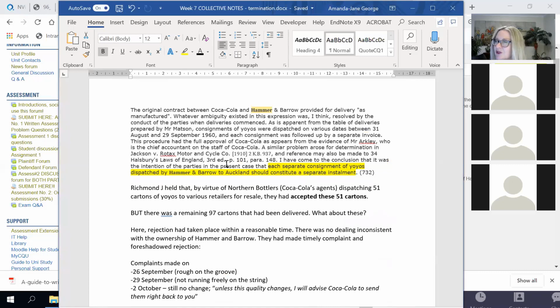Didn't they pay the first invoice as well? You're talking about Hammer and Barrow and Coca-Cola? Yeah, they did accept some of those, and their agents actually did send 51 cartons off to retailers. So basically they'd said this whole 40% of the contract's been performed, you've got your goods, and some cartons have been sent on to retailers. Doesn't that mean you've accepted that whole batch?